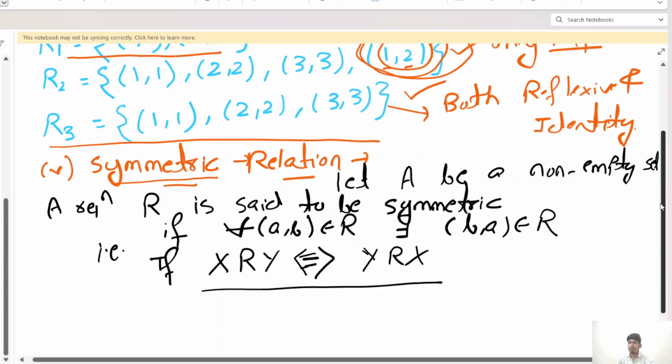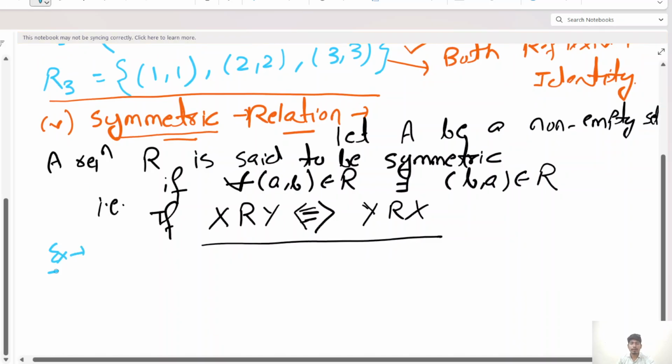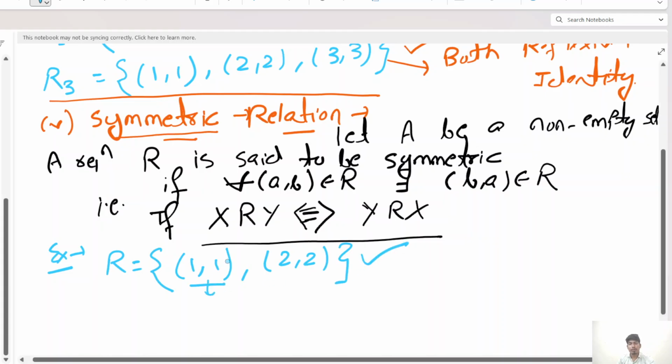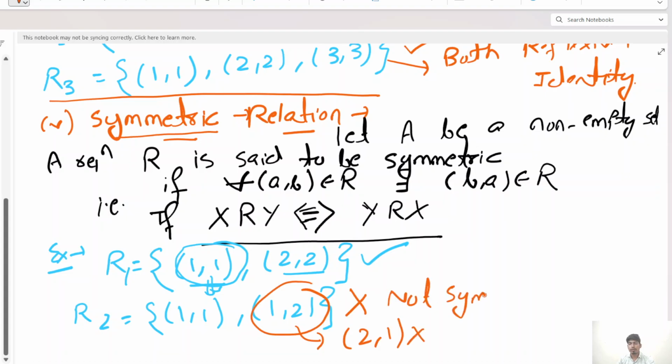Let me give an example. Let our R be (1,1) and (2,2). This is symmetric because (1,1) is here and the inverse of (1,1) is also (1,1), and here is (2,2). This is R1, and for R2 let me define (1,1) and (1,2). This is not symmetric. Why? Because (1,2) is here but (2,1) is not here. It implies not symmetric.